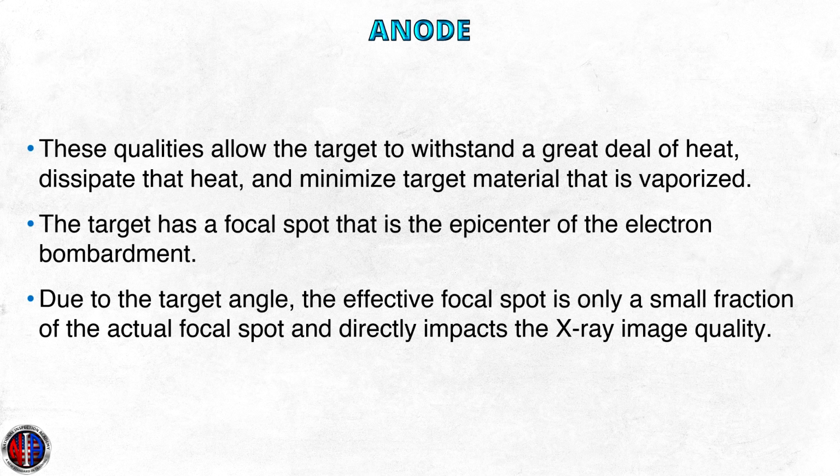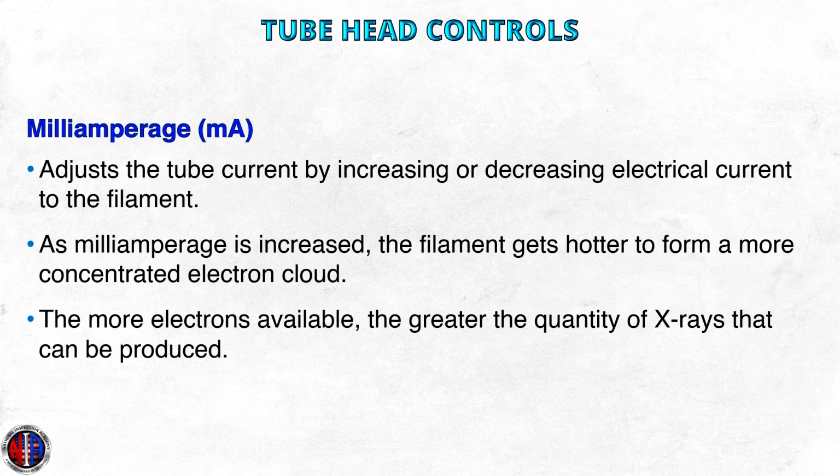Both the anode and cathode are encapsulated in a high vacuum envelope to provide electrical insulation and reduce interference with air molecules before electrons have an opportunity to collide with the target. Tube head controls. The milliamperage. In generating X-rays, the tube head has two adjustable controls to optimize X-ray energy intensity and quantity. The milliamperage or MA control adjusts the tube current by increasing or decreasing electrical current to the filament. As milliamperage is increased, the filament gets hotter to form a more concentrated electron cloud. The more electrons available, the greater the quantity of X-rays that can be produced.